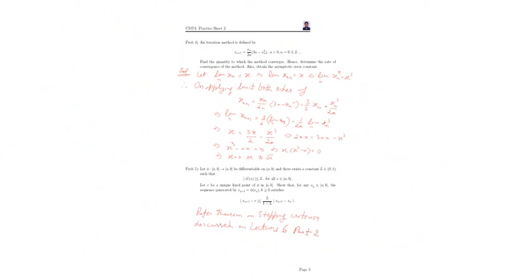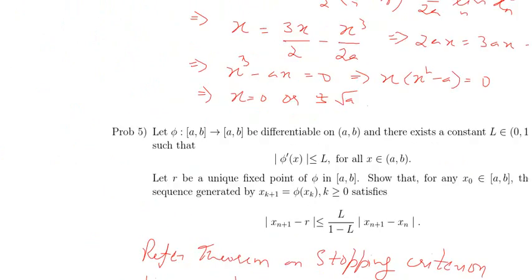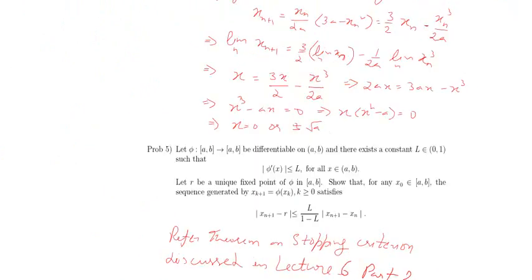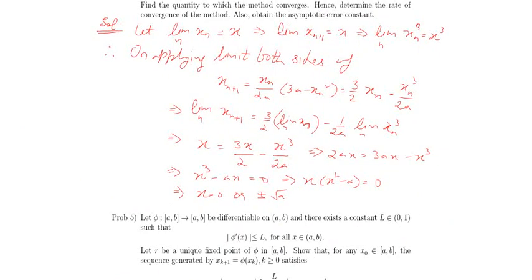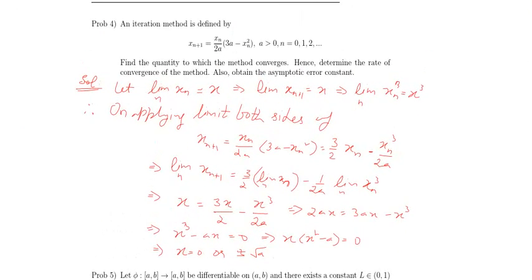Now in the next problem, you are supposed to identify the quantity to which the given method converges. So assume that the sequence converges, the generated successive approximations converge, and converge to, let's say, x.